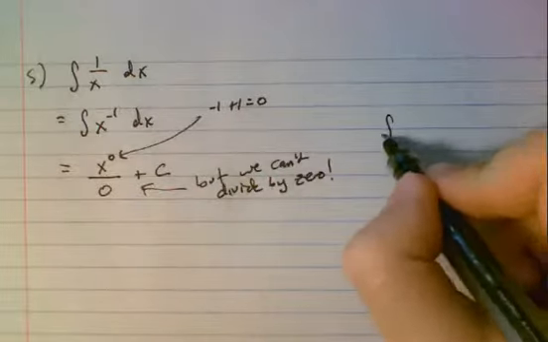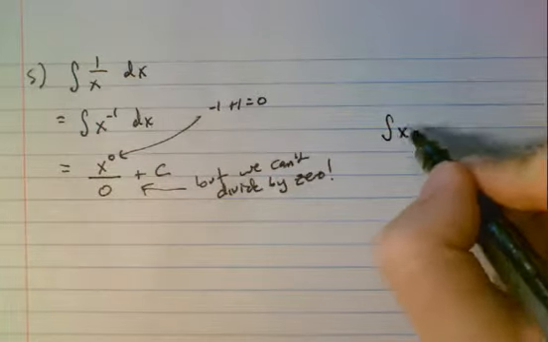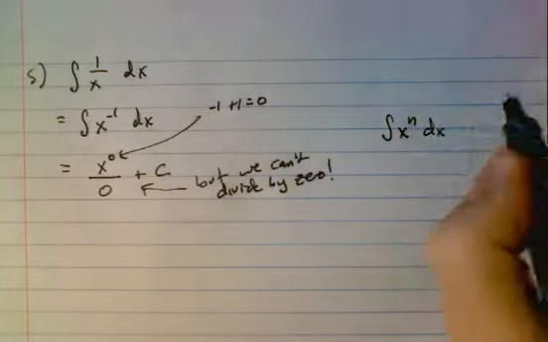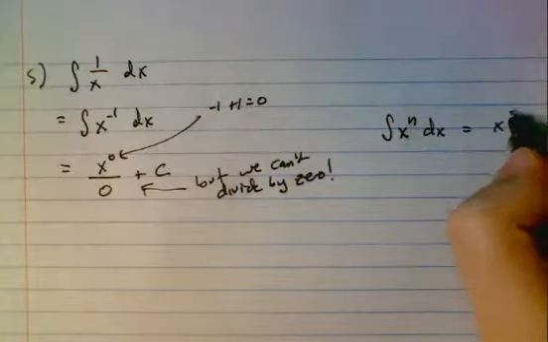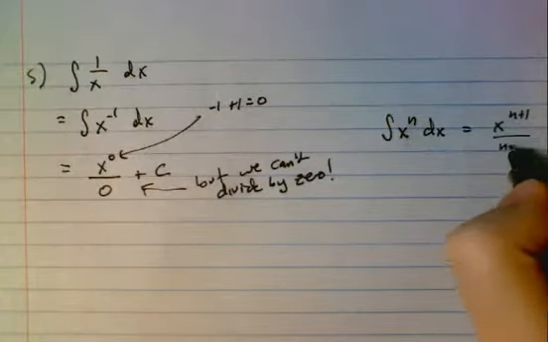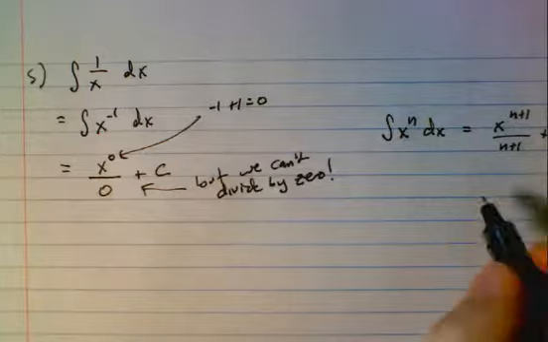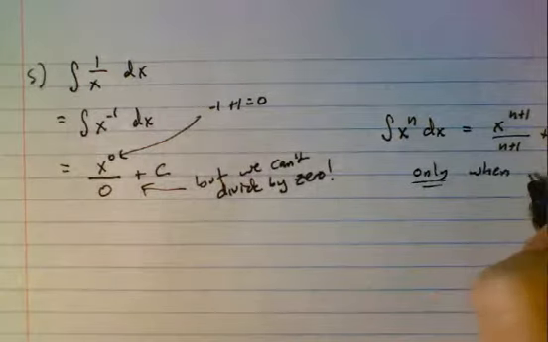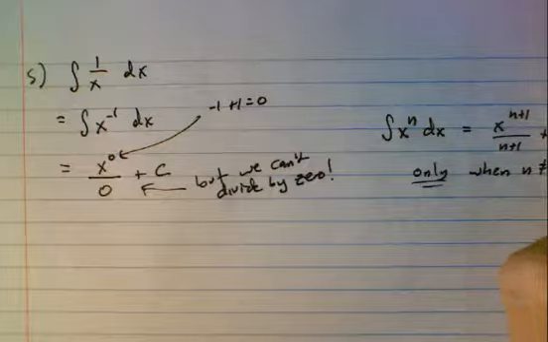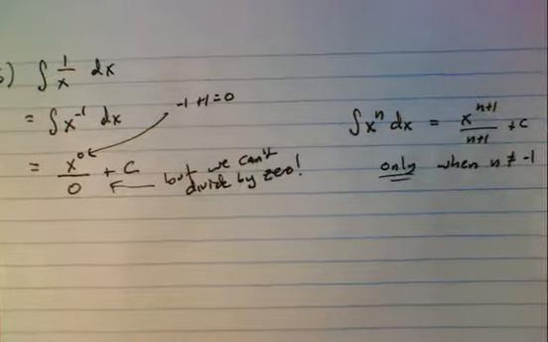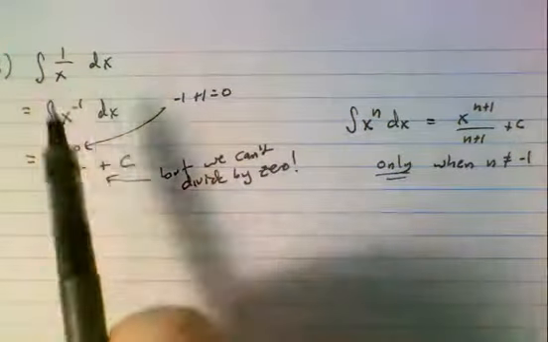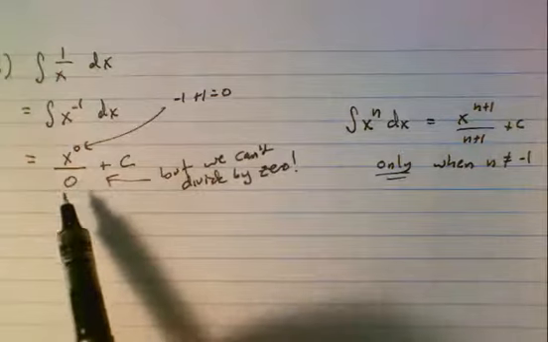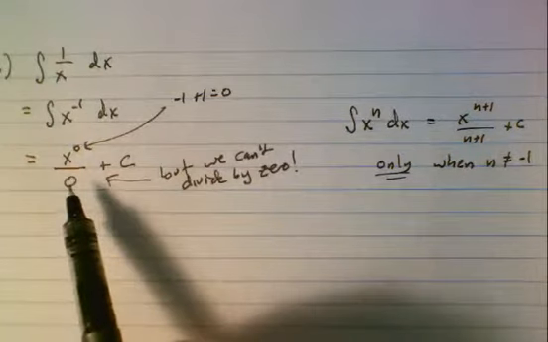This rule, antiderivative of x to the n dx equals x to the n plus 1 over n plus 1 plus c, only works when n does not equal negative 1. When we have this division by 0, there's a problem with it.